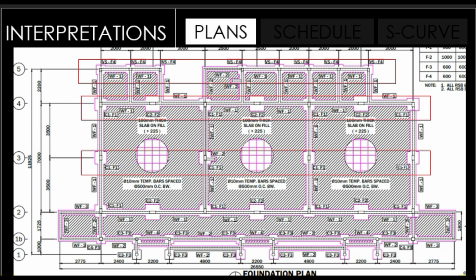Ground floor slabs are designed 0.1 mm thick, reinforced with 10 mm diameter, and spaced at 0.5 meters on center both ways.